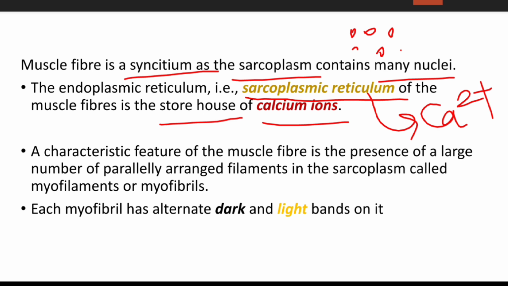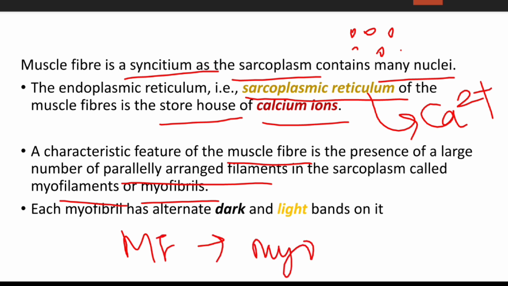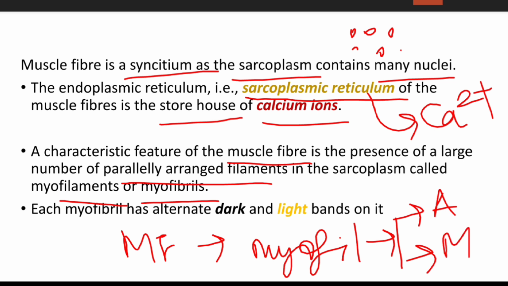for the muscle contraction. The characteristic feature of the muscle fibers is the presence of a large number of parallelly arranged filaments in the sarcoplasm, called myofilaments or myofibrils. I have already discussed that the myofibrils contain myofilaments. And what are these myofilaments? These myofilaments are actin and myosin, which are the contractile proteins of the muscles.